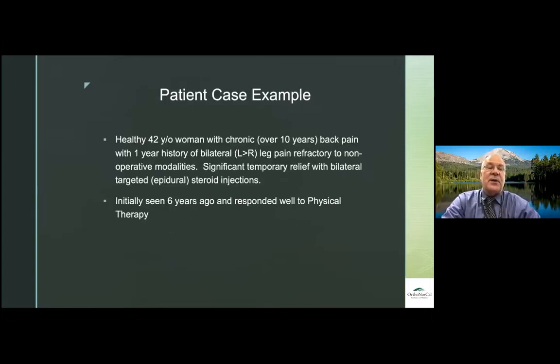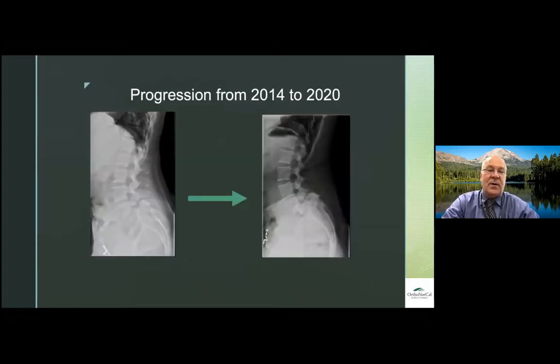So I'm going to use a patient case example. This is a healthy 42-year-old woman with 10 years of chronic back pain and a 1-year history of pain in both lower extremities, refractory to non-surgical treatment. She got temporary relief with bilateral targeted epidural steroid injections. She was seen 6 years ago and responded well to physical therapy at that time. But over time, her pathology just simply could not overcome this.